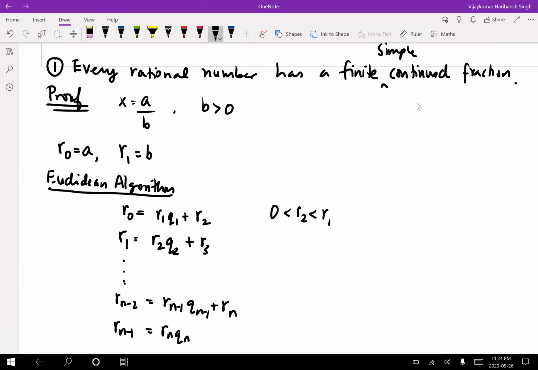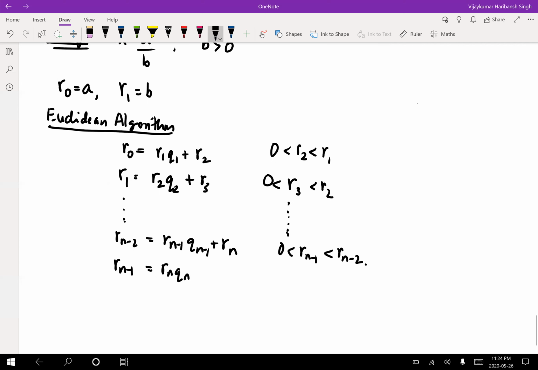And what are these relations? So here you have R2 less than R1. Here you'll have R3 less than R2, greater than 0, and so on. And until here, you will get 0 less than Rn minus 1 less than Rn minus 2, and then it stops here.